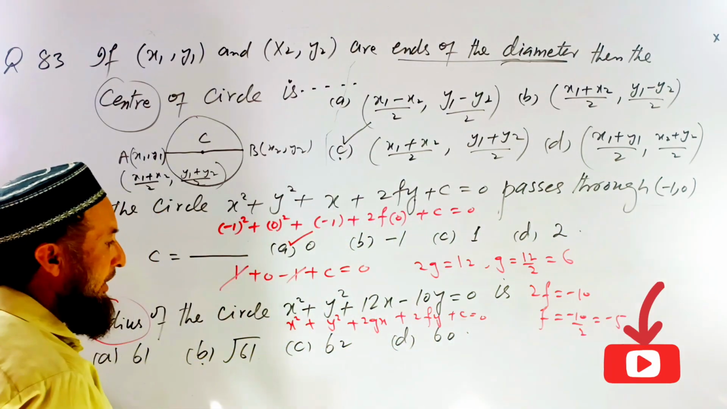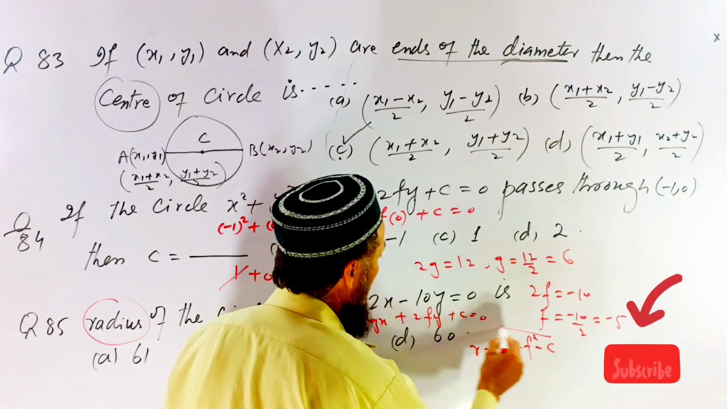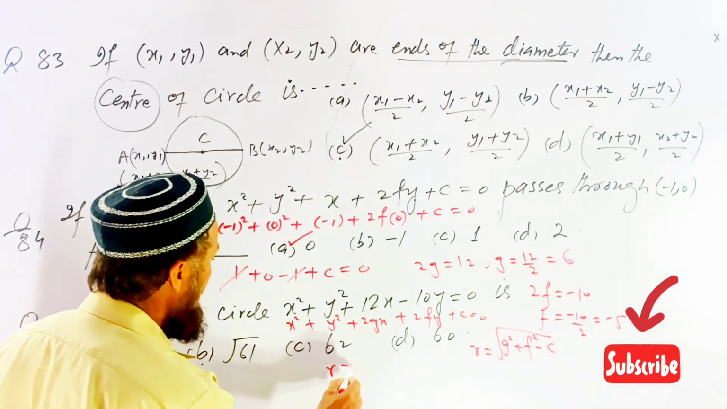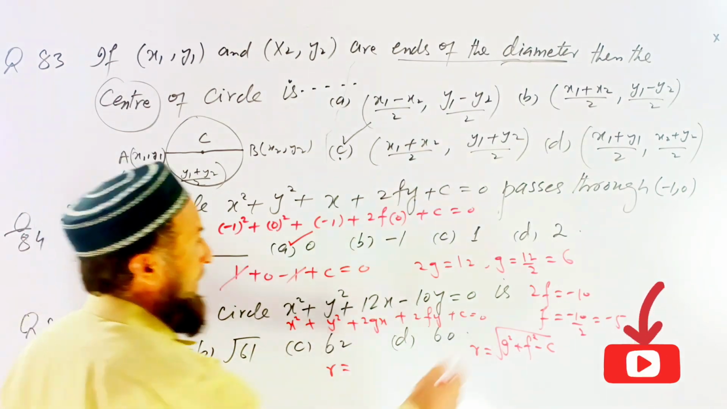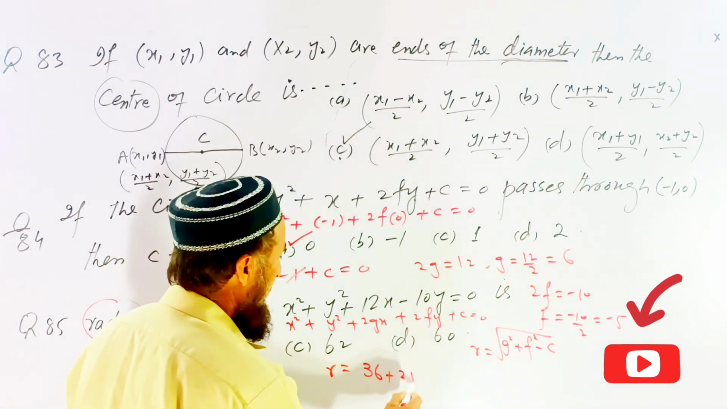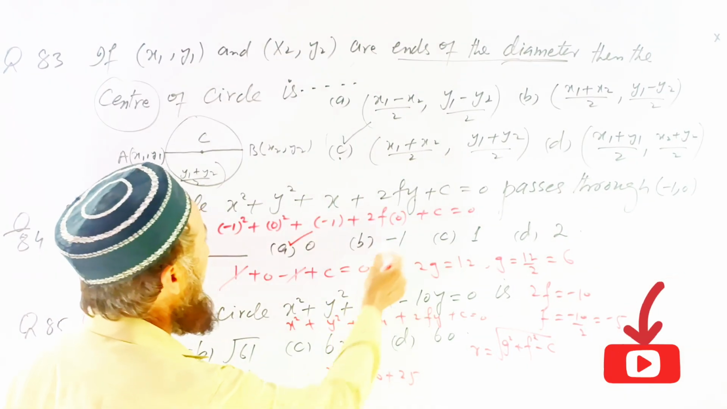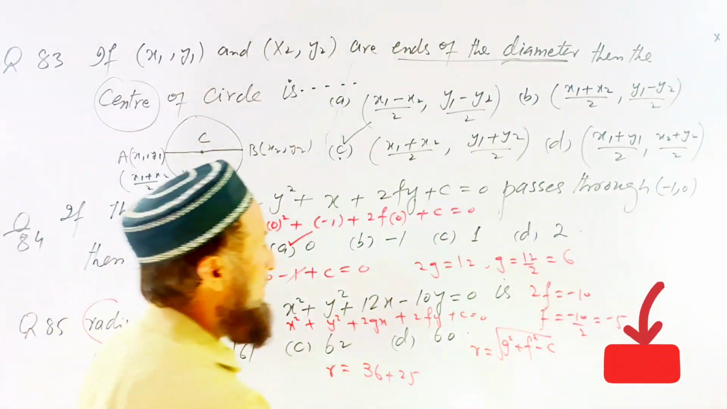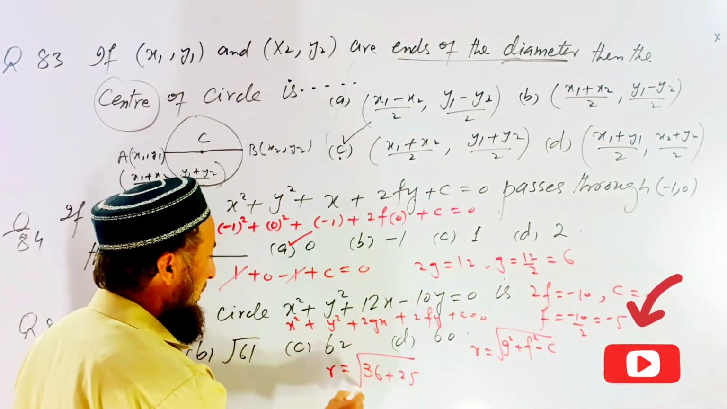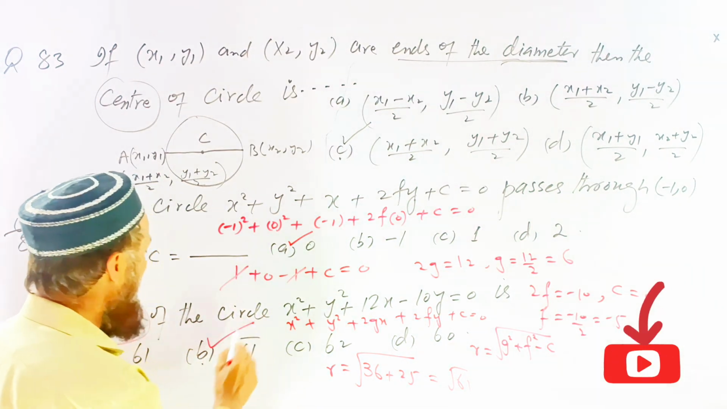So radius is required. We know that radius r is equal to the square root of g square plus f square minus c. This is the formula for radius. We substitute the values: r is equal to g square, g value is 6, we get 36, plus f square 25, minus c. If we compare, c is equal to 0, there is nothing, so c is equal to 0. So we add this, and we get root 61. Option B is the correct one.